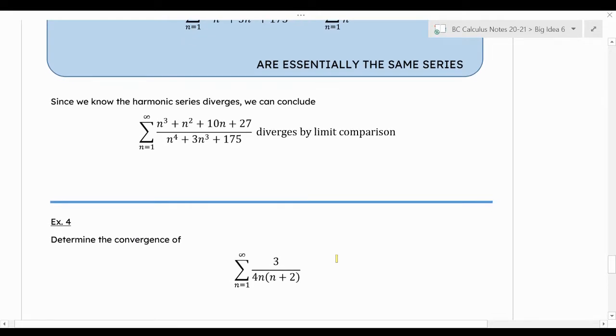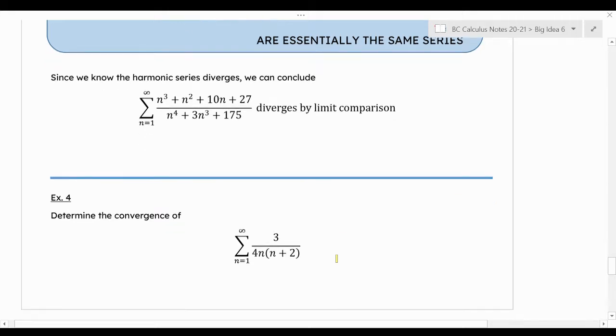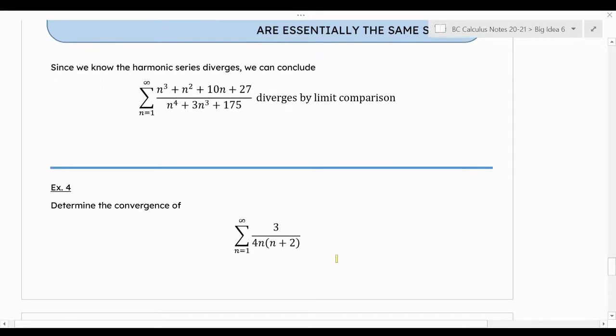All right, now this one, 3 over 4n times n plus 2. You might look at that series and go, oh, I know. Oh, I know what you're trying to do, Purvis. We're going to do partial fraction decomposition. We're going to get that thing to telescope, and we're going to find the actual sum. And oh, man, it's going to be so fun. Well, hold on, pump the brakes there, Charlie Brown, because you don't have to do all that.